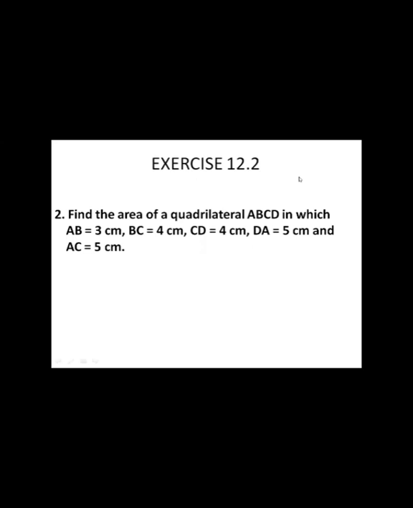The second question states: find the area of quadrilateral ABCD in which AB is equal to 3 cm, BC is equal to 4 cm, CD is equal to 4 cm, DA is equal to 5 cm, and AC is equal to 5 cm. Here again, we have been asked to find the area of a quadrilateral and a few data is given. As we did with the last sum, let us try drawing a figure out of the data that has been given. Let's start with the solution.